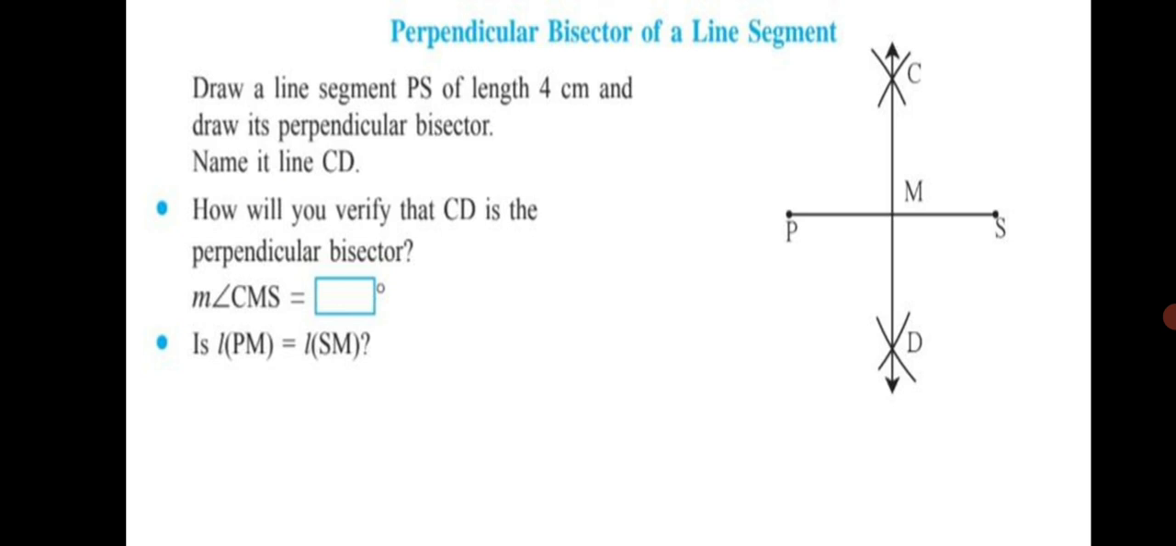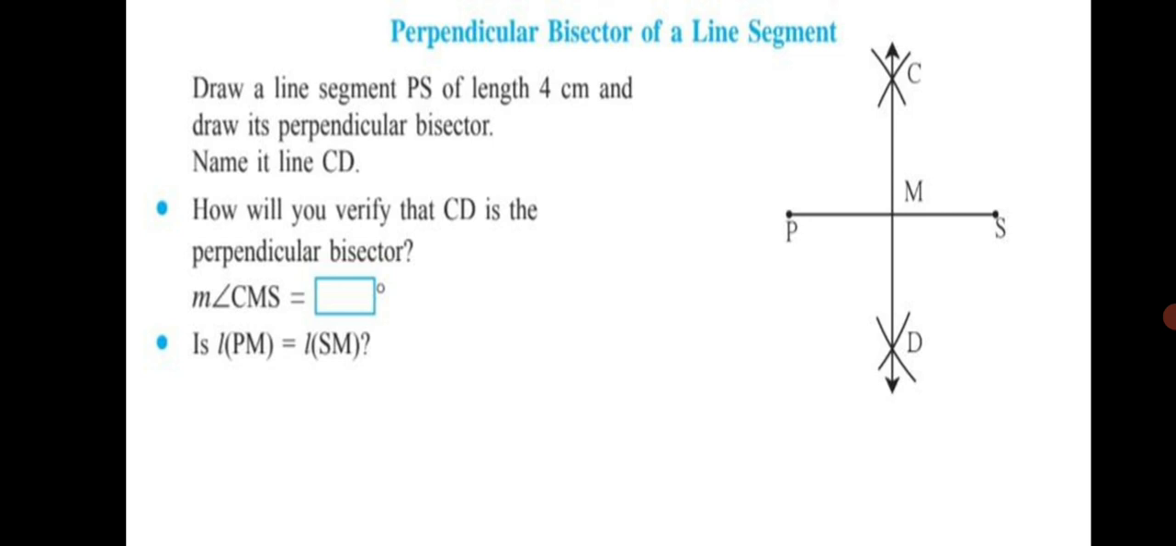Now let's learn about perpendicular bisector of a line segment. So you will draw a line segment PS of length 4 cm and draw its perpendicular bisector, and let's name it as CD. So line CD is the perpendicular bisector of segment PS, which was 4 cm.